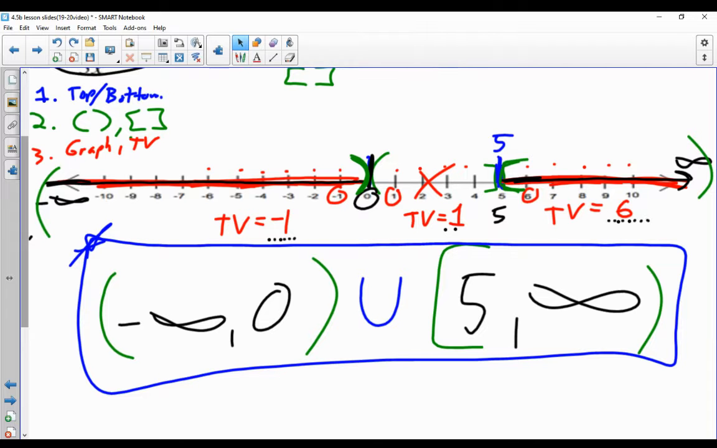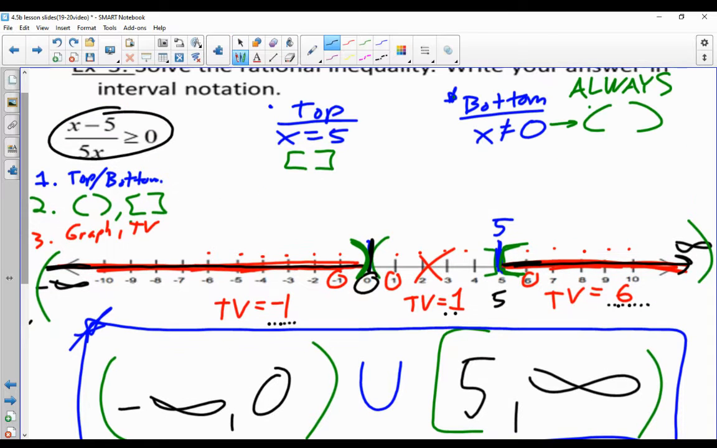All right, so that one was a little bit different. That's specifically because the bottom was not plus or minus 5. It was 5 times x, which made it different for what we get for the bottom. That was probably the only thing that was really different about that one. So just make sure you're being careful with those problems, and you should be fine. Let's try another one similar to this.